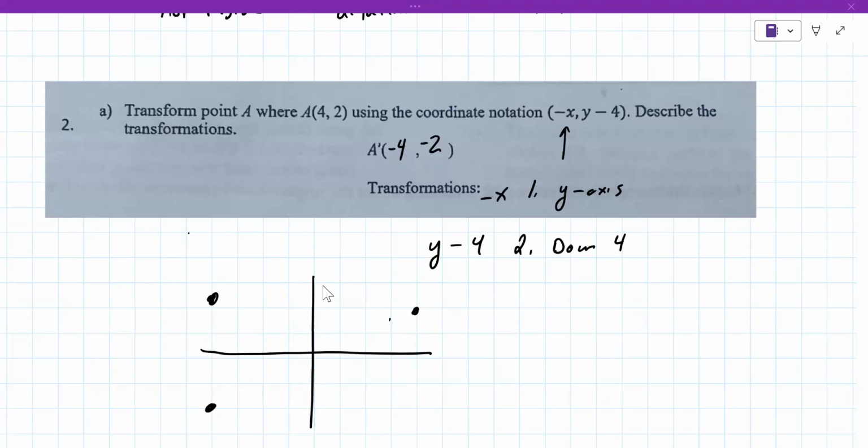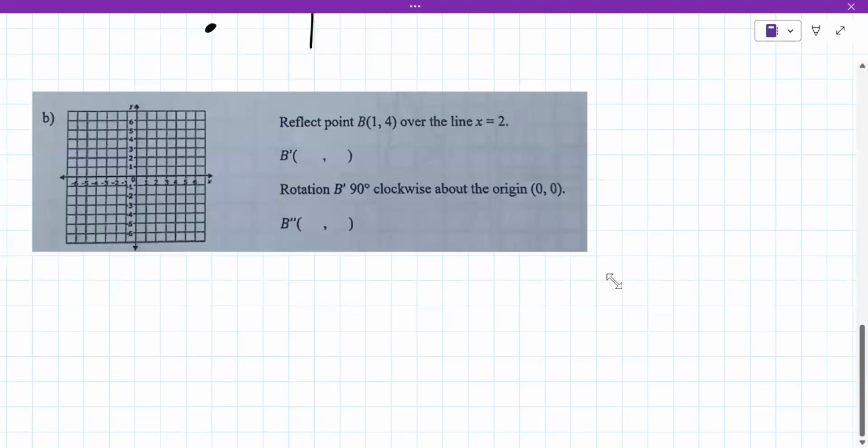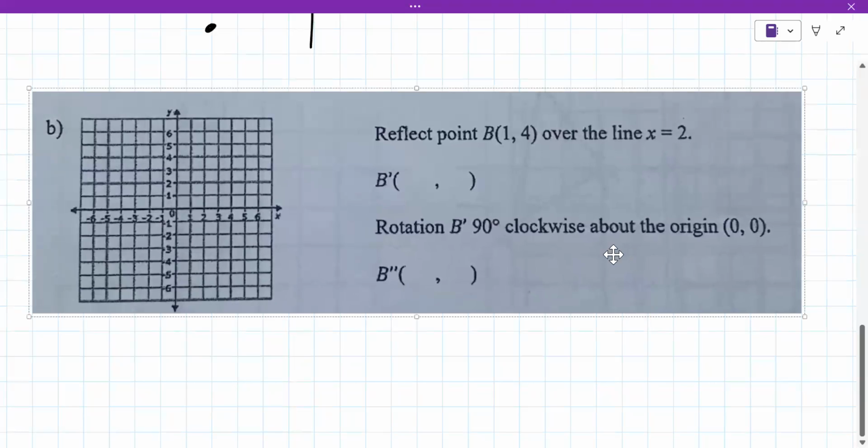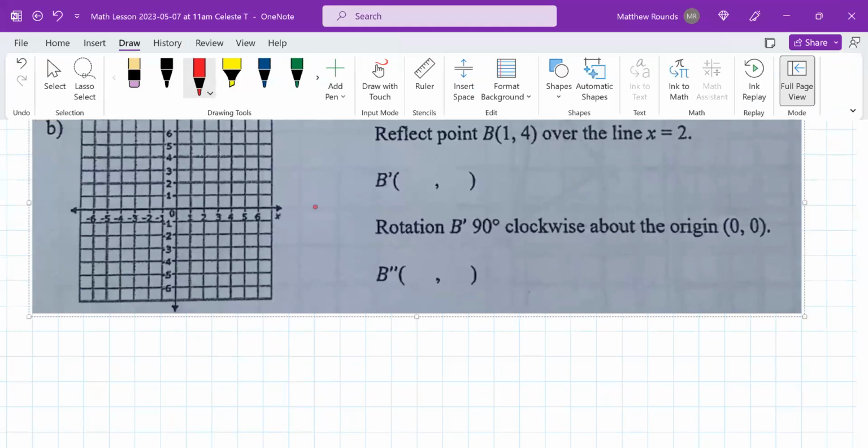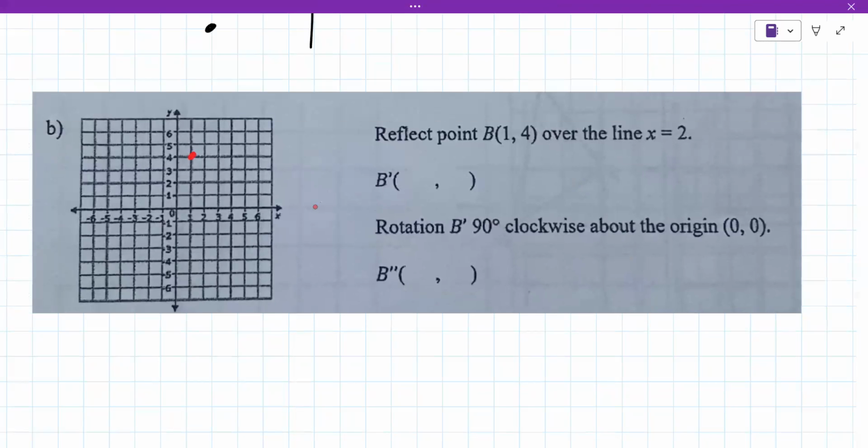All right, so we might need a reference sheet coming up here. Point B is 1, 4. I'm going to draw that in red here. So 1, 4 is right there. And then the line x equals 2, I'm going to draw in blue. That's that line right there.